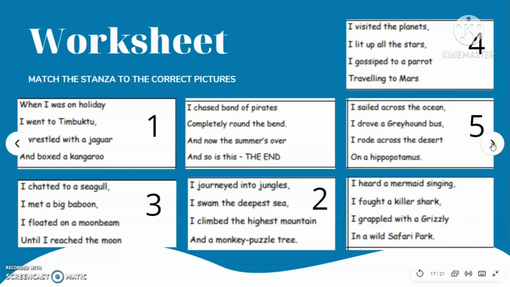Stanza number 5. This one is stanza number 5. I sailed across the ocean. I drove a greyhound bus. I rode across the desert on a hippopotamus. Stanza number 6. I heard a mermaid singing. I fought a killer shark. I grappled with a grizzly in a wild safari park. Last stanza. Yes, this one. I chased a band of pirates completely round the bend, and now the summer's over, and so is this the end. Good job, everyone.